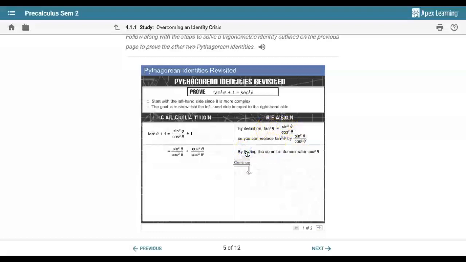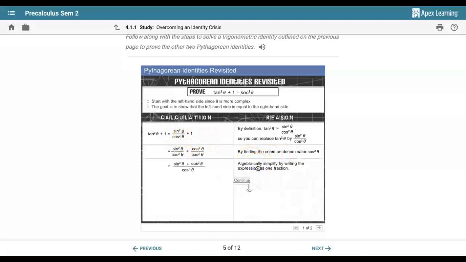Next, we can turn 1 into something that has a common denominator of cosine squared. Since we have a denominator here of cosine squared, remember, we can change 1 into cosine squared over cosine squared, because if those were to cancel out, it's going to give us this value of 1 here. So we change it by using this common denominator.